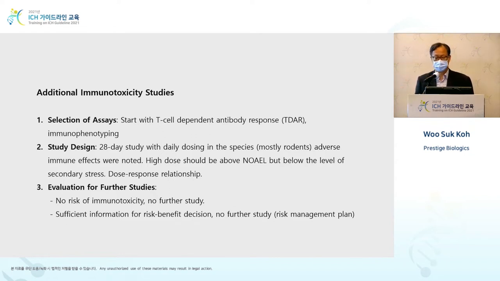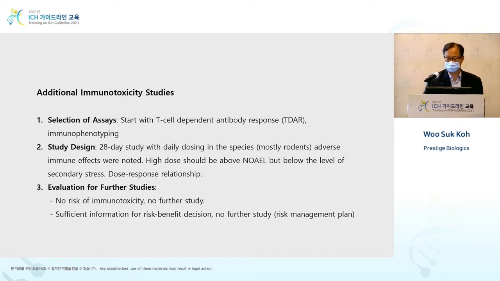So we do have the standard toxicity study and the general toxicity study. And then we do have the additional immunotoxicity study to be conducted. Usually, rather than utilizing the general CRO, it's better to work with a specialized CRO on the immunotoxicity study. And it is really important to have a robust setting from the beginning in order to have a good interpretation of the data. So what kind of things are done by such a CRO?